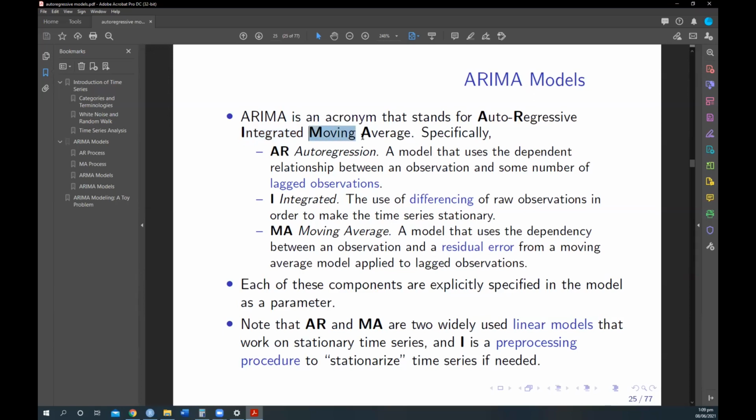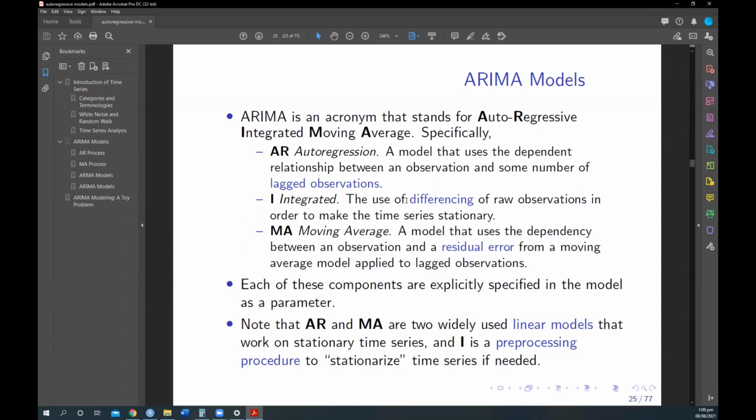Then we have the moving average. You may notice na meron tayong tatlo. Bali tatlo yan sila na parts. One is yung autoregressive, second yung integrated, and third yung moving average. Napaaralan natin muna isa-isa ang autoregressive o yung autoregression. And we have already discussed the integrated, which is the use of differencing.